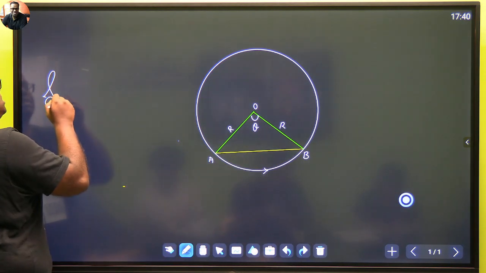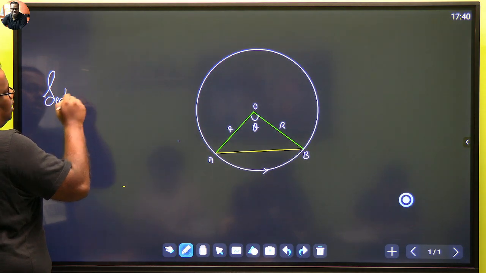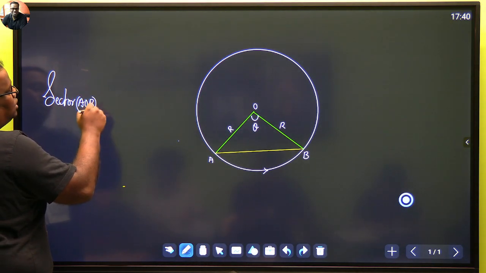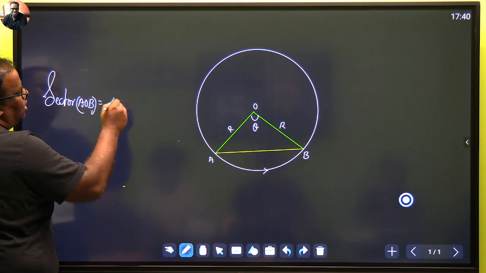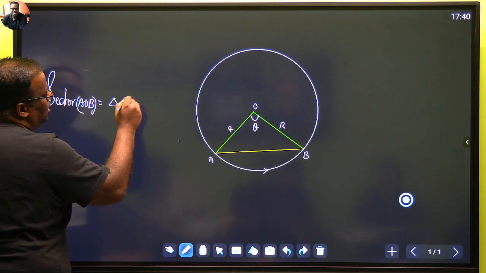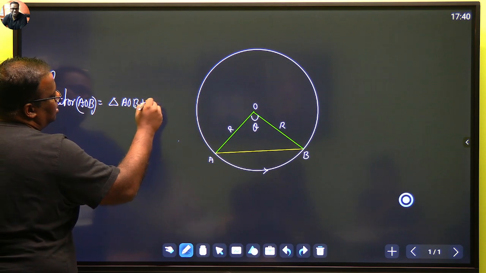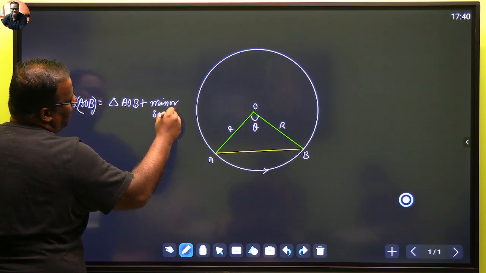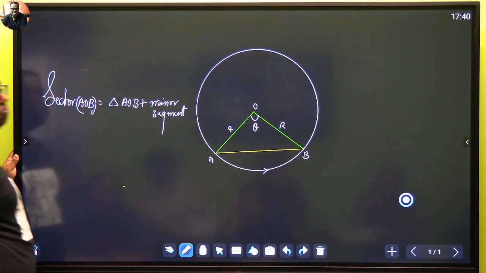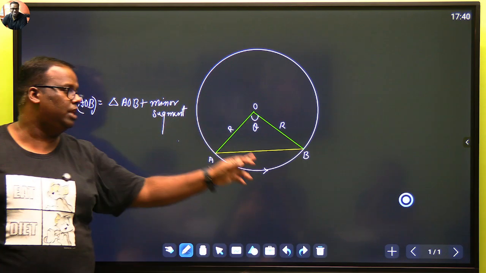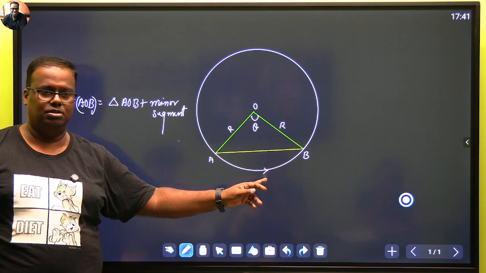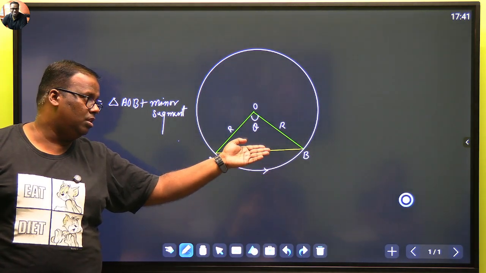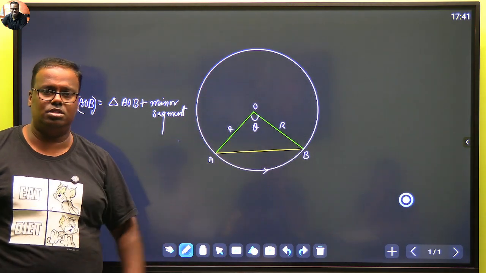If I look at a sector, and my sector is say AOB, the sector AOB comprises of triangle AOB plus the minor segment. Have you understood this or not? The sector AOB comprises of the triangle and the minor segment. Are we fine? This is called the minor segment, and the bigger part of the papad will be known as the major segment.